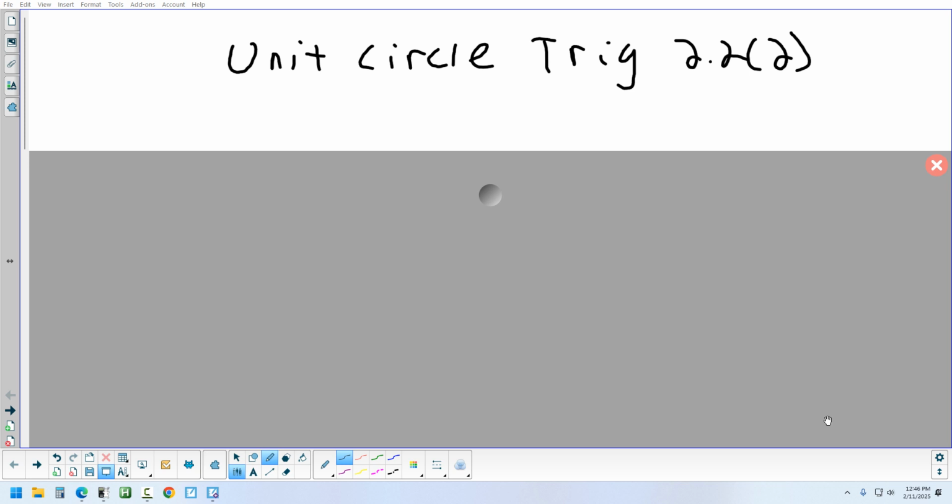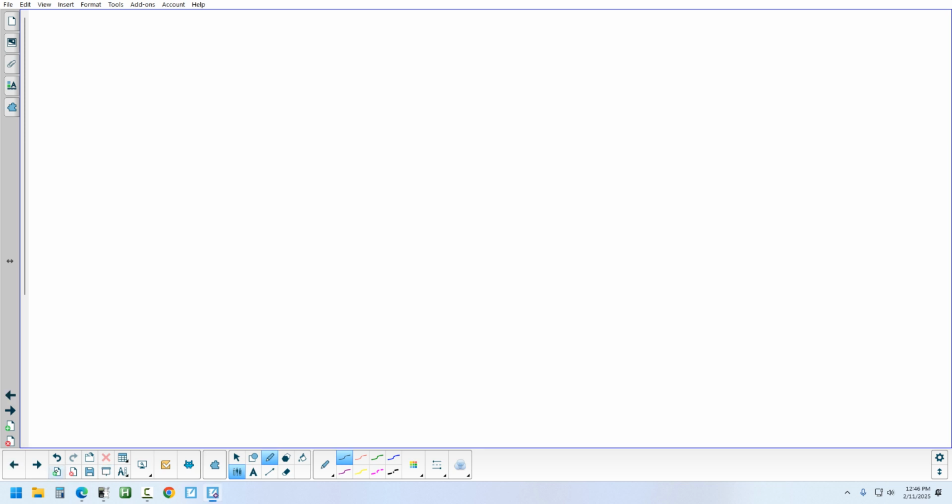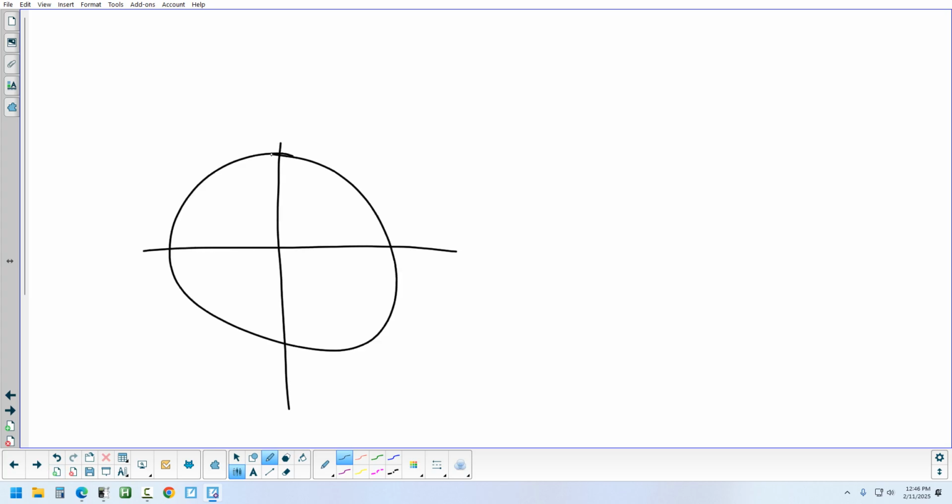Alright, so we're going to continue looking at unit circle trig. Yesterday, we started looking at a little bit of unit circle trig. And what we did is we examined these four angles. Not the coordinate, but what is the measure of each of those angles? We'll start with the one on the right.